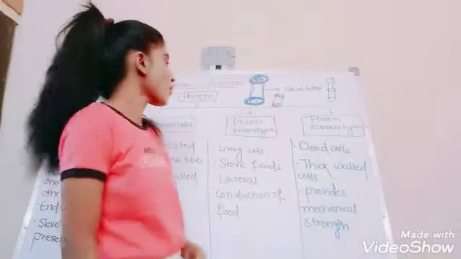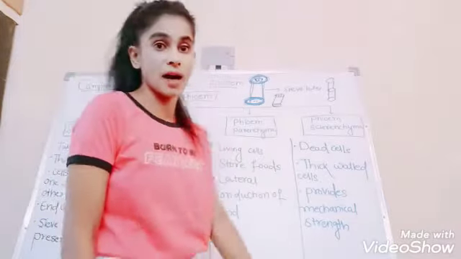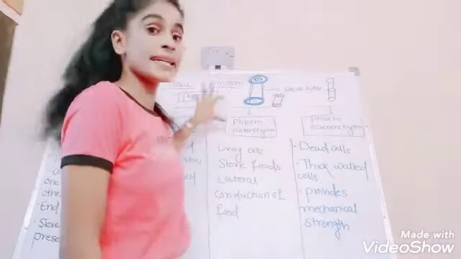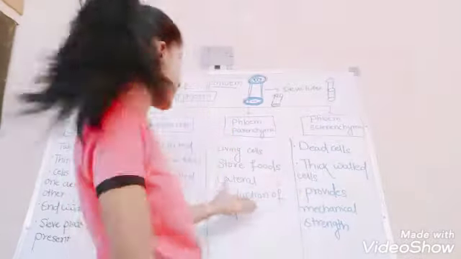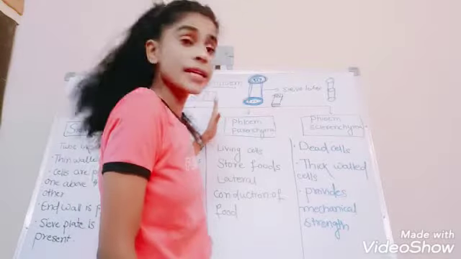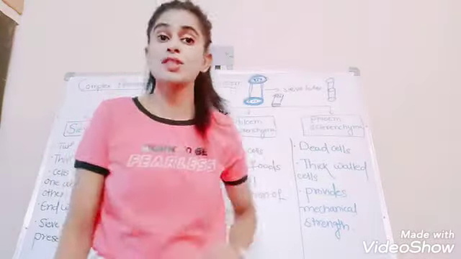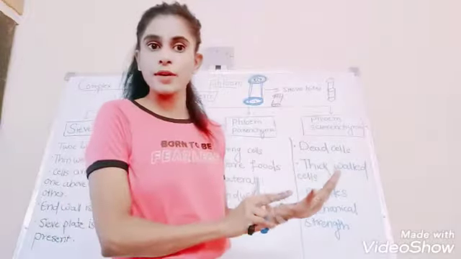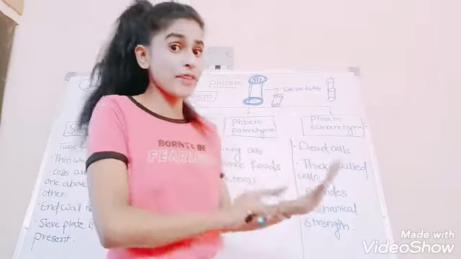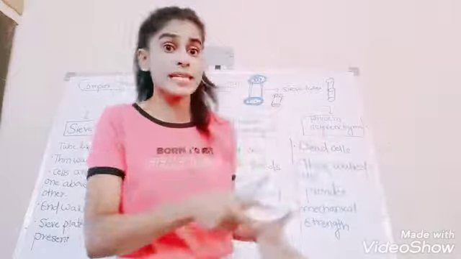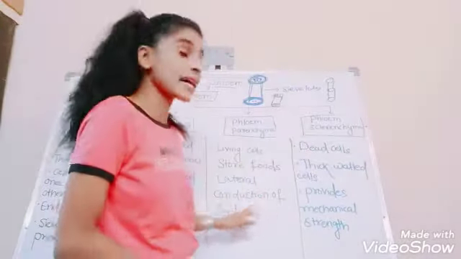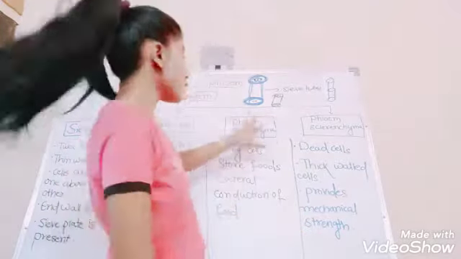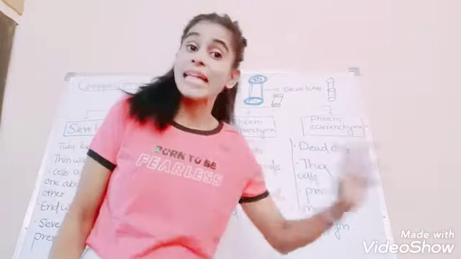Now let's move on to phloem parenchyma. Phloem parenchyma is made of living cells. It has got nucleus, cytoplasm, living cells. It performs two main functions. First, it stores the food. Phloem parenchyma stores sugar, carbohydrate, and starch. And second function, lateral conduction of food. This phloem parenchyma helps in lateral conduction of food.